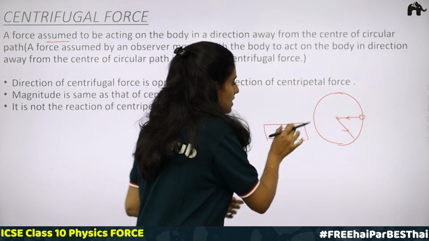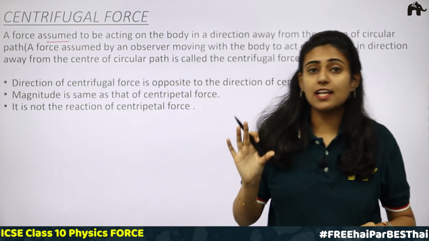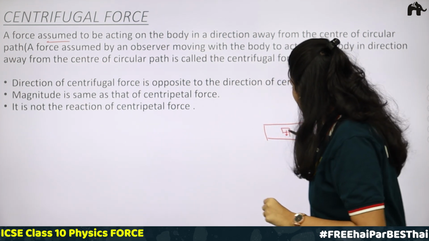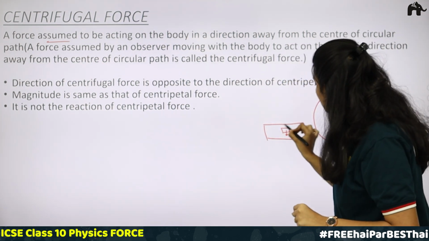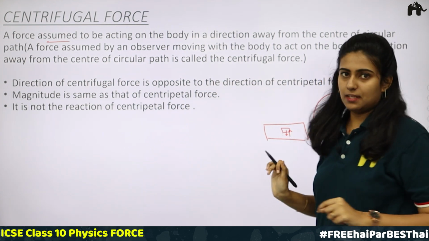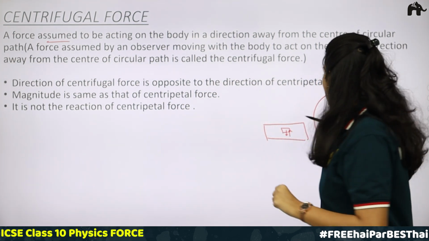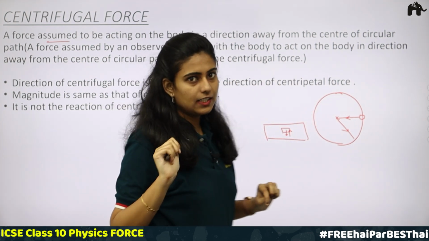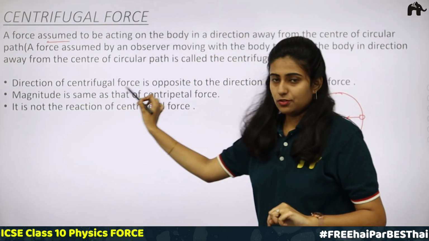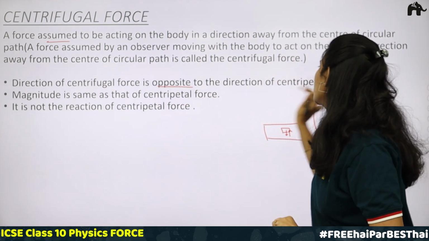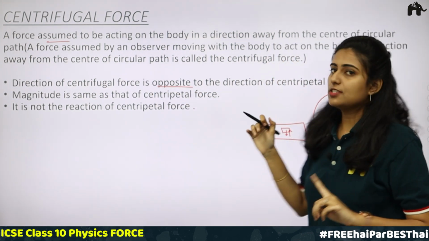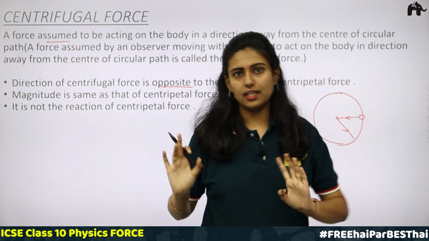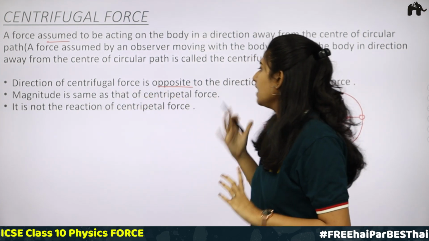In Newton's third law, it is clear that for every action there is an equal and opposite reaction which acts on two different bodies. Here we have two bodies. Book is the first body and table is the second body. But this is not the case with centripetal and centrifugal force. You have only one body. Clear? Now, the direction of centrifugal force is in opposite to the direction of centripetal force. If centripetal force is inward, then centrifugal force will be outward. Next point is magnitude is same as that of centripetal force.